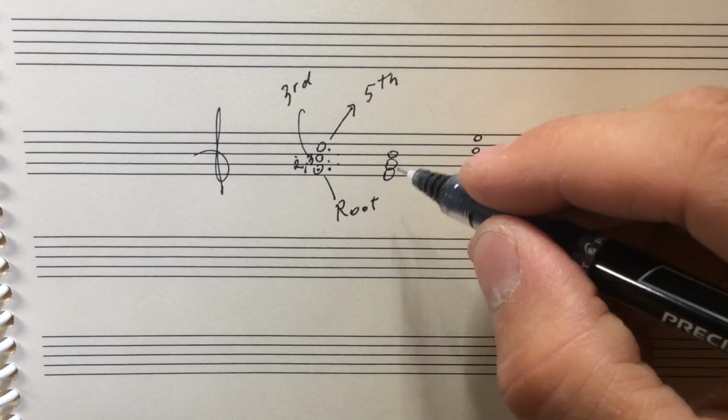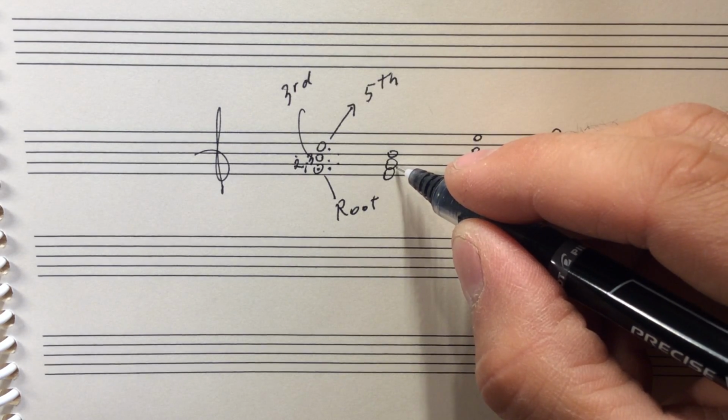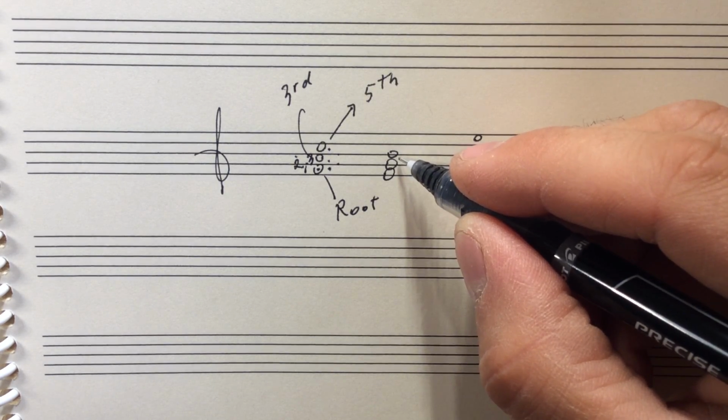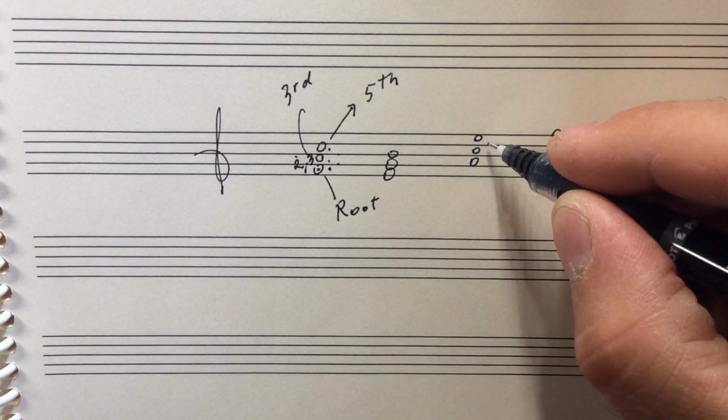Let's look at this triad stacked on lines. Here's your root. Here's the third. Here's the fifth. Once again, the root, the third, and the fifth.